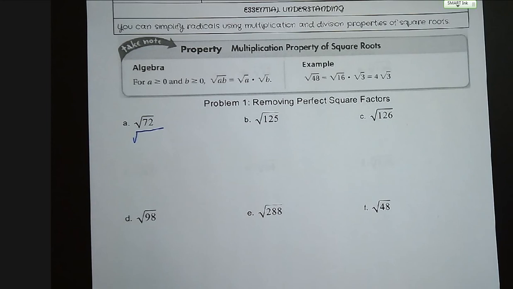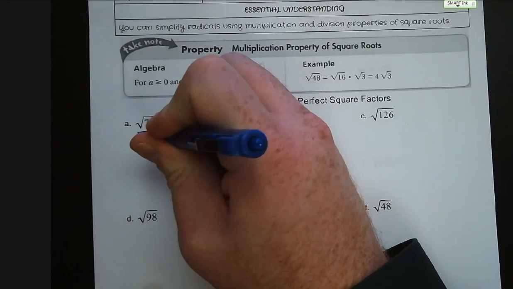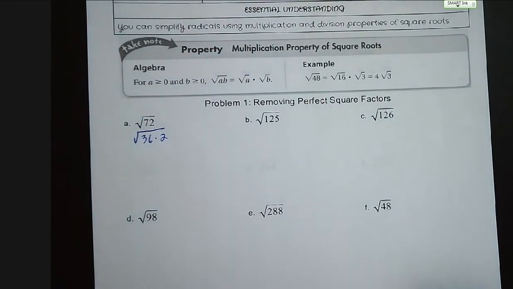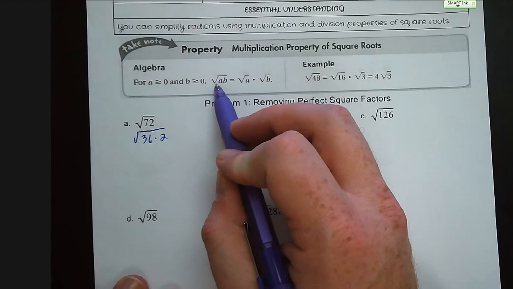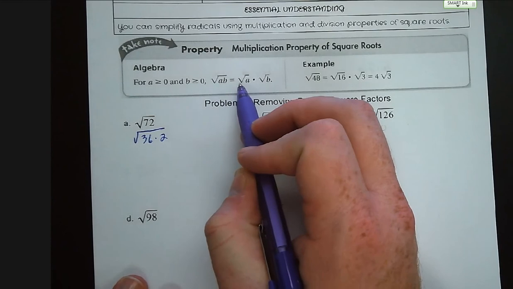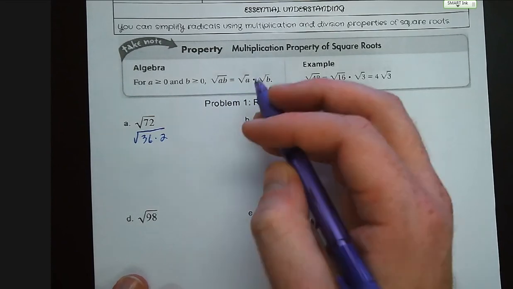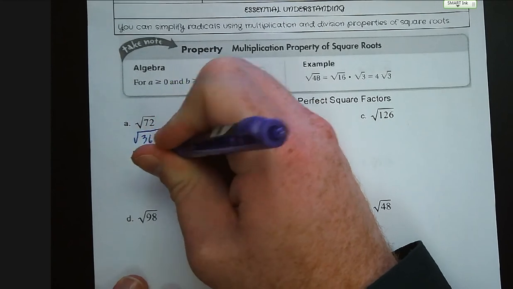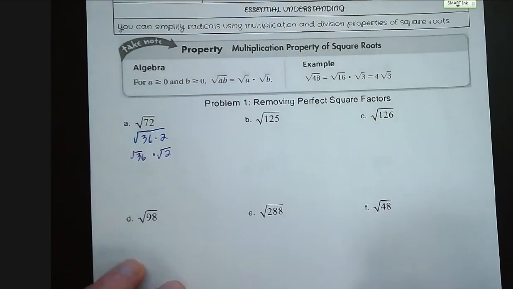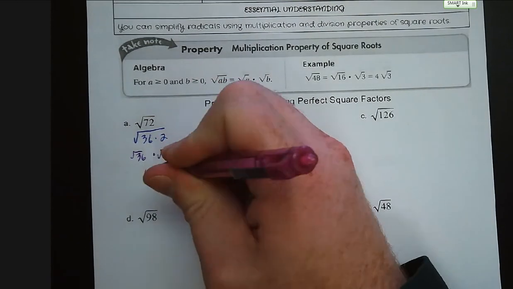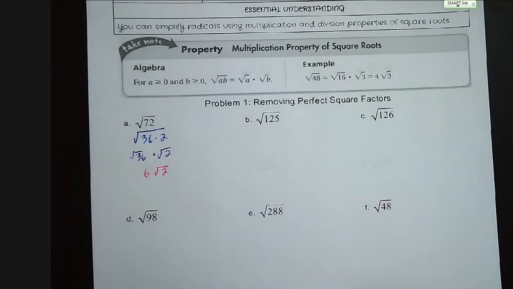So what are my factors of 72? Well, it's even, so I divide by 2. So I get 36 times 2. Okay? Well, we're going to use this property that says the square root of 36 times 2 is equal to the square root of 36 times the square root of 2. Well, the square root of 36 is something that I know, and that is just 6. And then we leave the square root of 2 there because that's as reduced as we can go. And that's our final answer, 6 times the square root of 2.